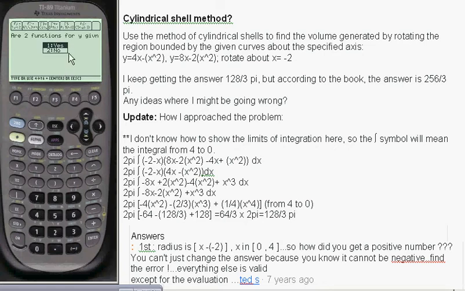Now I ask you if there are two functions in the system. I had to reprogram this because I was always dealing with one function, but this problem has two functions. So I say yes, and we have to press alpha, and we have 4 times x minus x squared. I'll show you what you've entered. That's pretty good. So you're going to say okay.